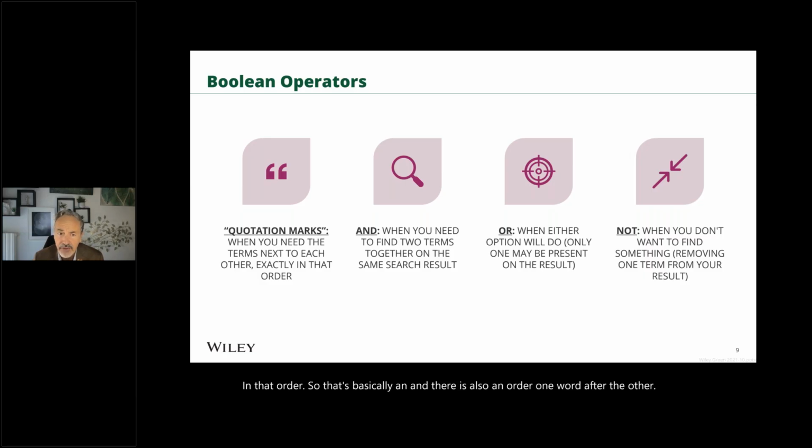Then AND means when you need to find 2 terms together on the same search results, but they can be anywhere. Okay, so they don't necessarily have to be consecutively in order. OR is used when either option will do. So only one may be present in the result. And then finally, NOT is used when you don't want to find something. So basically, the concept is removing one term from your result.